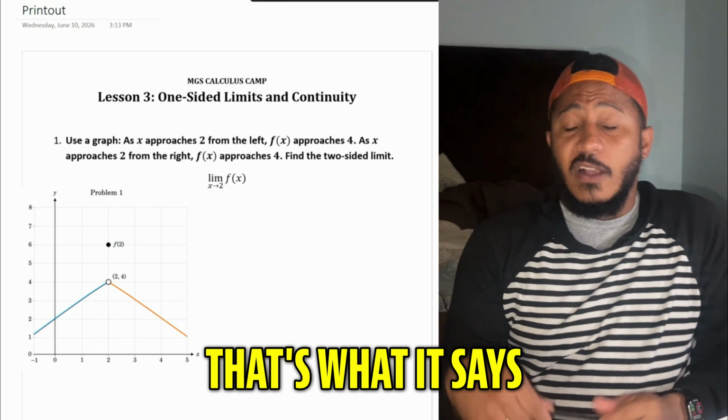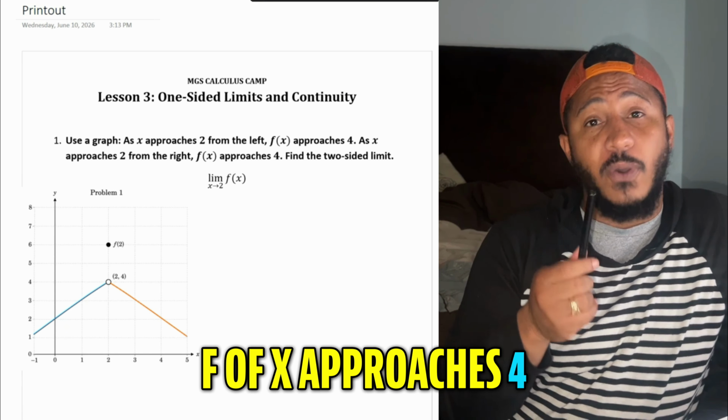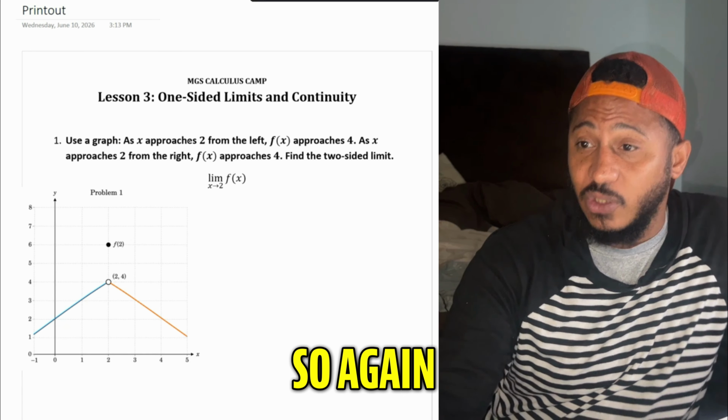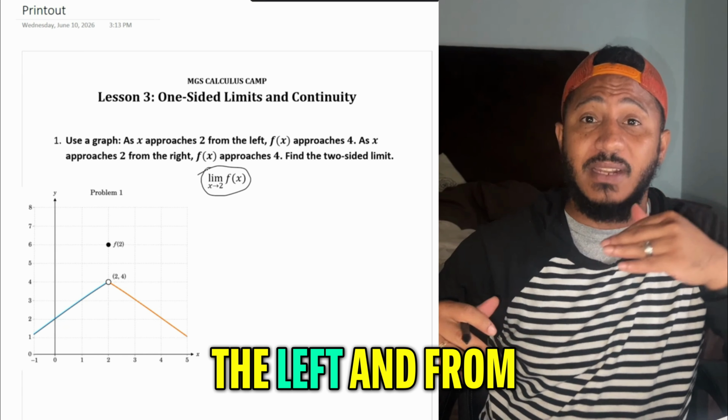So let's look at our first problem. Our instruction says just use a graph. Okay, so as x approaches 2 from the left, f of x approaches 4. As x approaches 2 from the right, f of x also approaches 4. Find the two-sided limit. And so again, how we would write that in notation is the limit as x approaches 2 of f of x. This just means from the left and from the right.